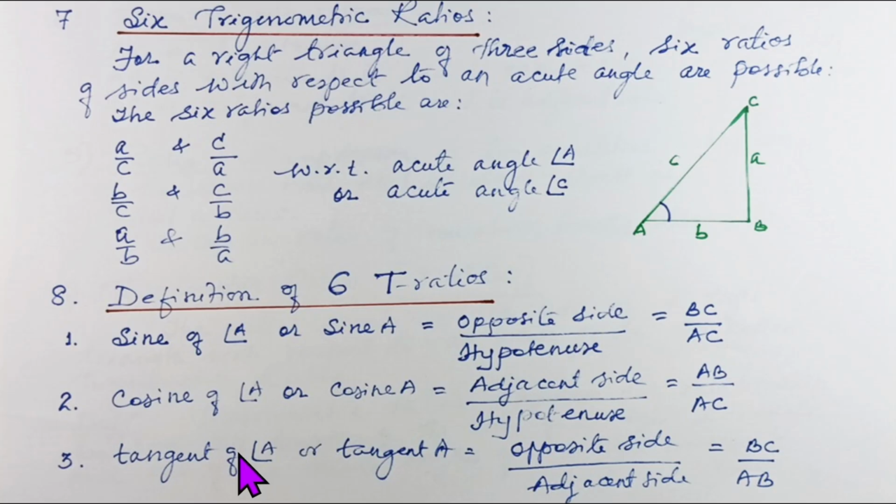Then the third important trigonometric ratio is tangent of angle A, or tangent A, and that is equal to opposite side upon adjacent side, and that is BC upon AB. Mind you, I am defining these ratios with respect to acute angle A.